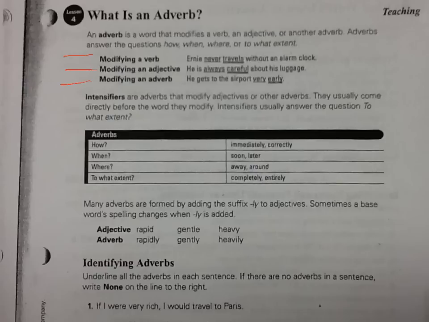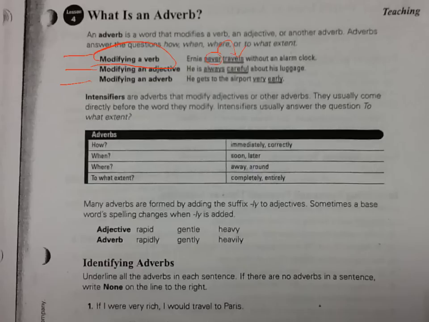So, in this case right here, the first one, the word travels is a verb because it's telling what Ernie does. It's an action that he's doing. The word never is an adverb because it is modifying the verb travels. So, if it modifies a verb, you know that it's an adverb.